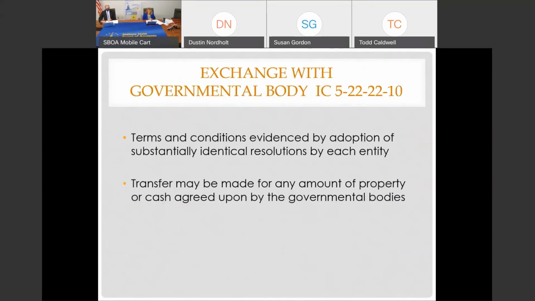Now, as far as exchange with a governmental body, personal property can be exchanged with another governmental body upon terms and conditions that are agreed to by them, and the adoption of substantially identical resolutions by each governmental unit. The transfer again can be made for any amount of property or cash that's agreed upon by the governmental bodies. But as I said earlier, something does need to be exchanged there, even if it's nominal.